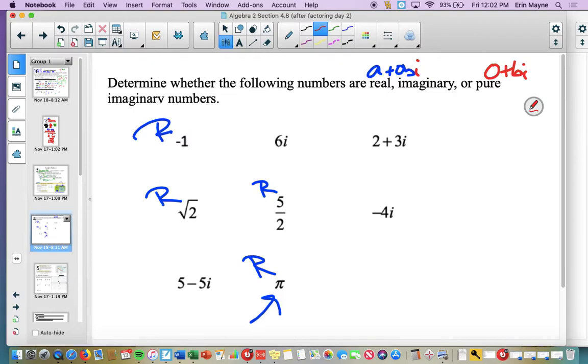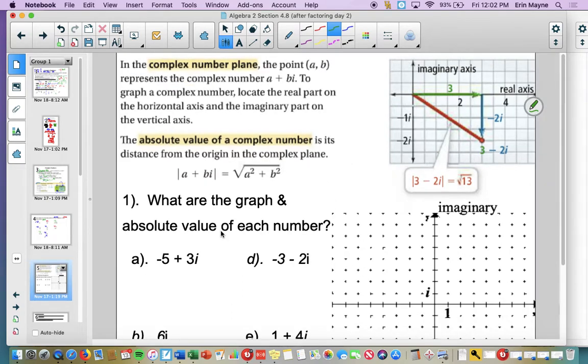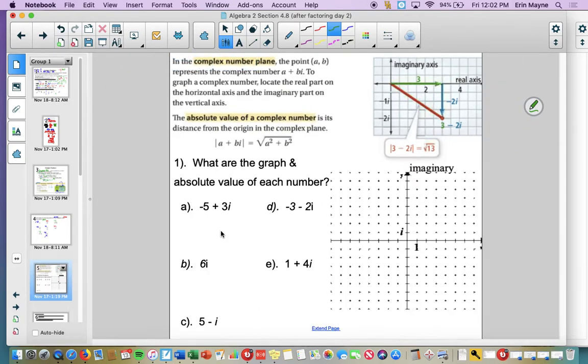So I have a pure imaginary here and here. And when I have both a real and imaginary part, I have an imaginary number. So I have an imaginary number here and here. We have talked already about how to graph these complex numbers in a complex number plane.